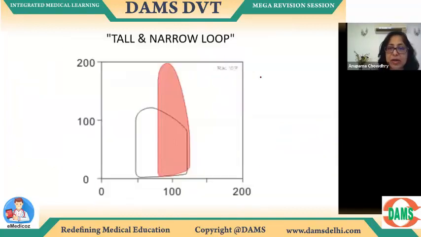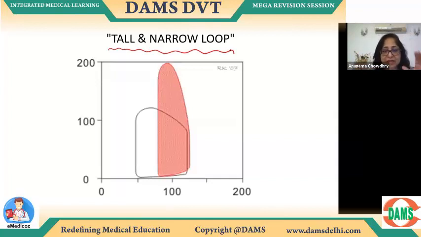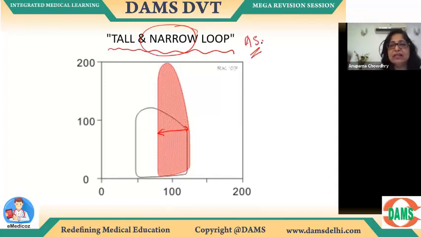Let's go on to the slides, what happens in the case of different valvular lesions. Now, this is a very typical loop, a tall and a narrow loop. Number one, the moment you get a narrow loop, it means the stroke volume is reduced. Stroke volume reduced would be a stenotic lesion. So a tall and a narrow loop is typically seen in aortic stenosis.